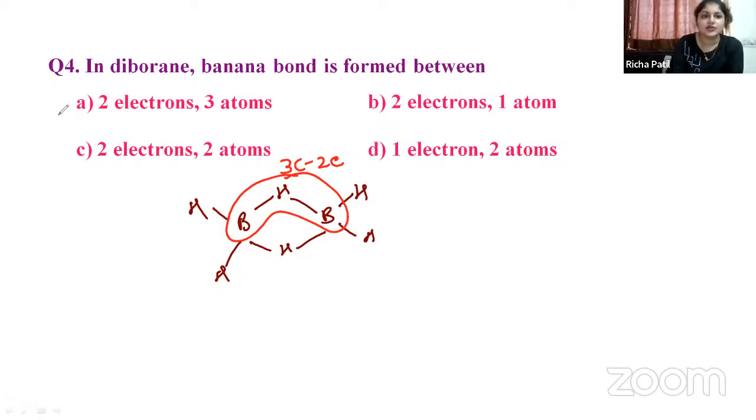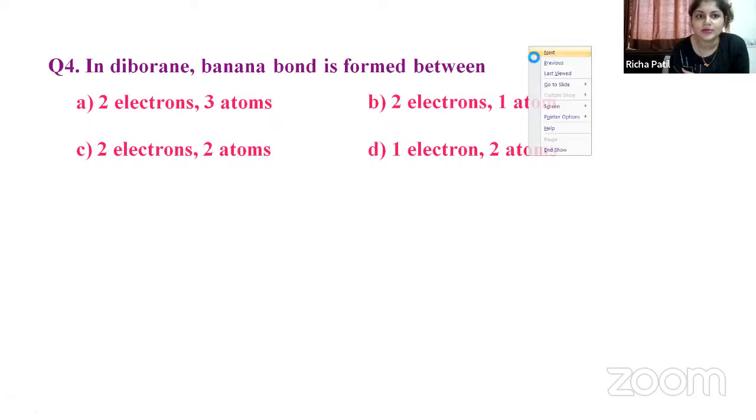Good. So a banana bond is formed between three atoms with two electrons. The terminal bond is two-centered, that is, two atoms and two electrons are present. So terminal bonds are two-center two-electron, and your banana bond is three-center two-electron. Understood? We'll go for the next one.